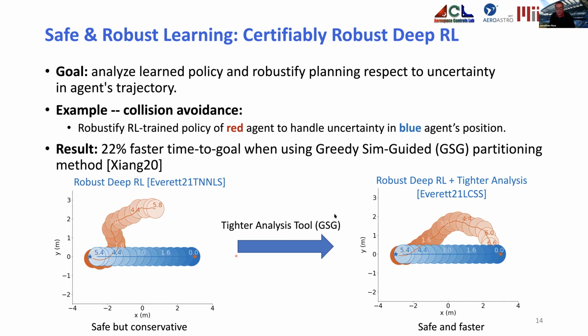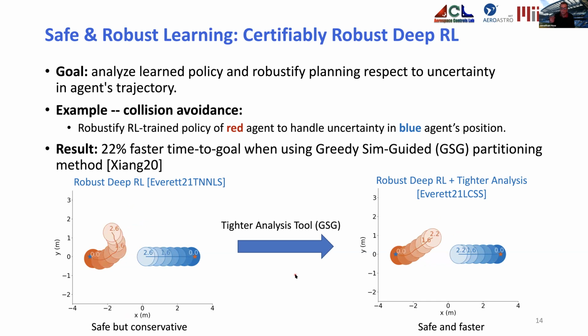You can tighten that using the techniques that we just developed and end up with a much faster result for the orange agent getting to the goal, because it's making a much less conservative assessment of what the blue agent can do using the same input. So this is safe, but conservative. This is safe and faster. And so that's ideally what we're looking for here.